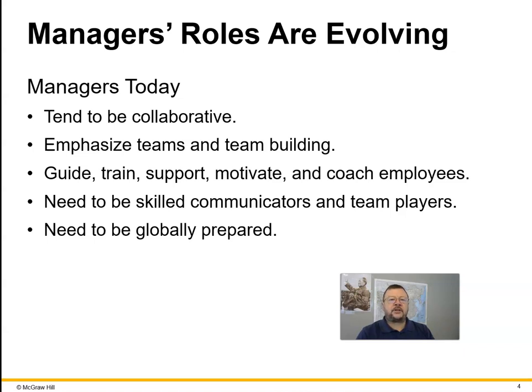Think about what happened during COVID when many organizations had to pretty much close their doors and people had to switch to whole new ways of operating, working from home, and all of this. So this is not going to go away. These things are not going to go away. So managers' roles are continuing to evolve.